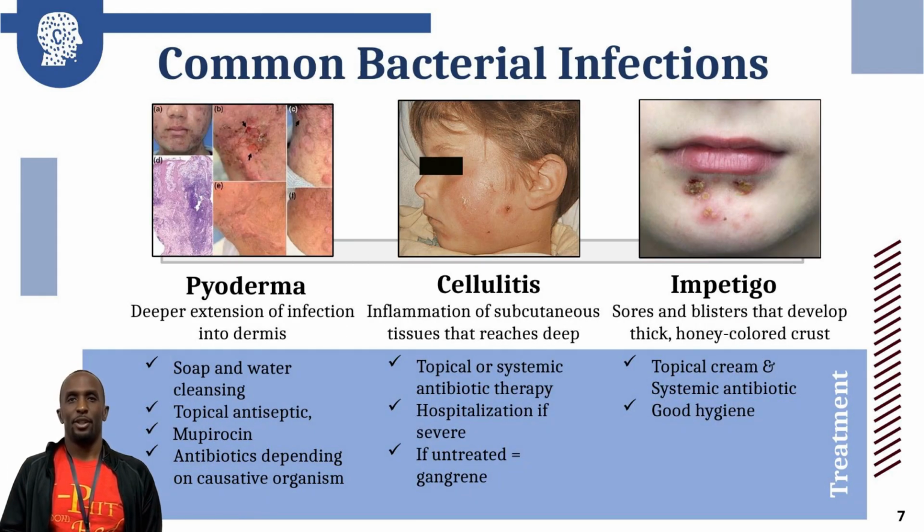Pyoderma involves deeper dermal infections requiring soap and water cleansing, topical antiseptics, and mupirocin. Cellulitis affects subcutaneous tissues, needing antibiotics and possible hospitalization to prevent gangrene. Impetigo presents with honey-colored crusts, treated with topical creams, systemic antibiotics, and good hygiene practices.